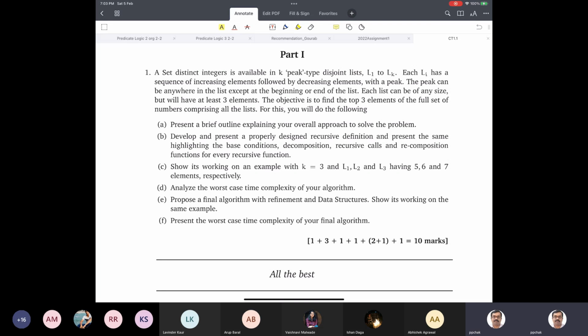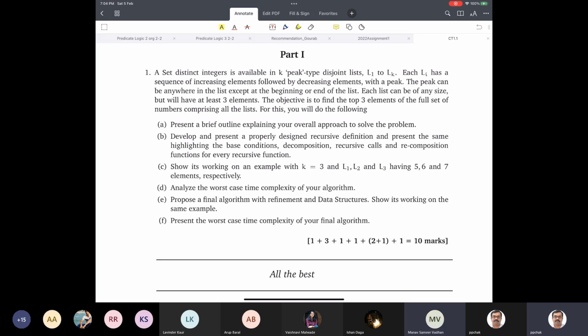And when do you know that it is the correct point? When the previous is decreasing and the next is also decreasing. Vaishnavi, have you got it? Yes, sir. So by binary search, you can find the peaks of every list. Up to here, does anybody have a doubt?